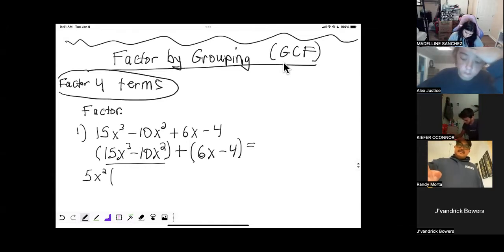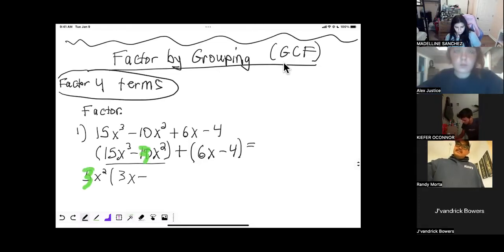Parentheses. Now I'm going to do 15. I've got to figure out what's left. 15 divided by 5 is 3. x to the third divided by x squared is x. Minus 10, 10 divided by 5 is 2. And then x squared divided by x squared is 1. I already have a 2, I don't need the 1, because 2 times 1 is 2.